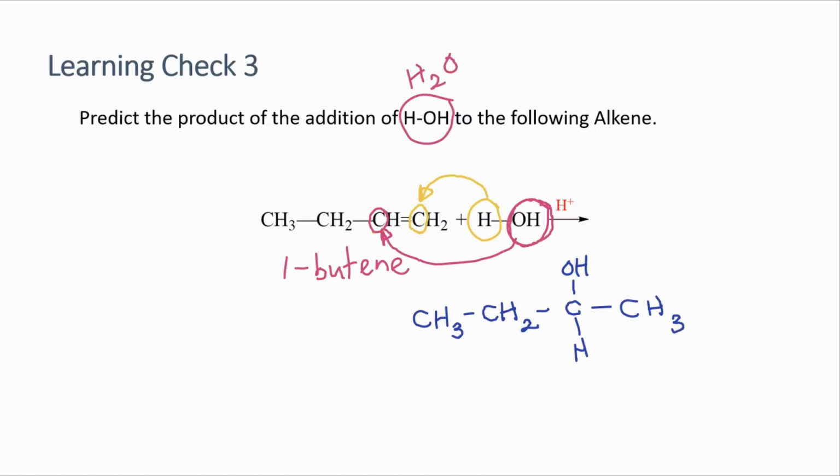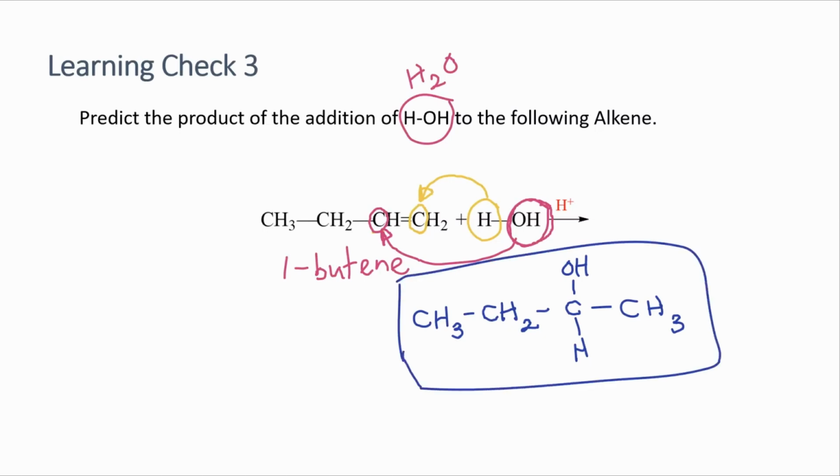Okay, so that is an alcohol, which we call 2-butanol. I'm not going to stress over the IUPAC names of the alcohols at this point because we have another topic. The structure will look like this.